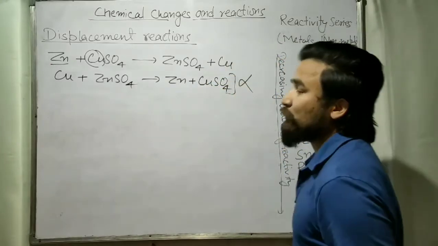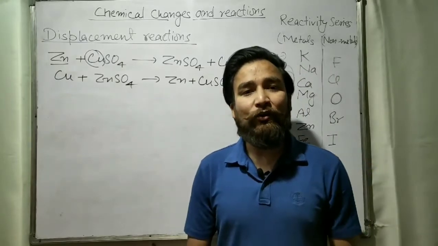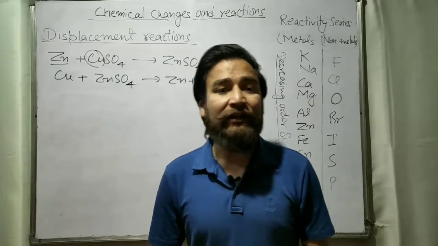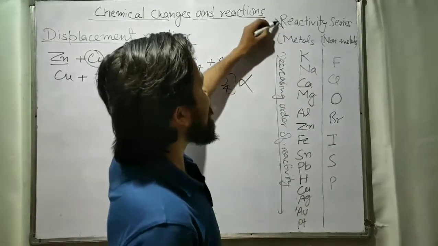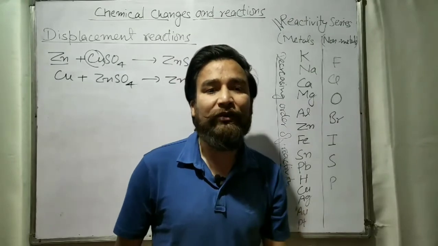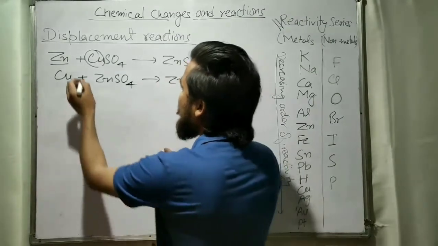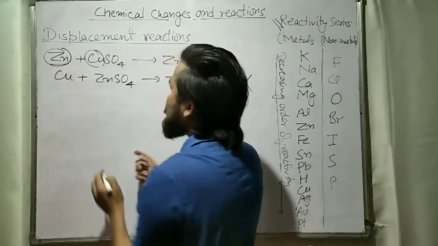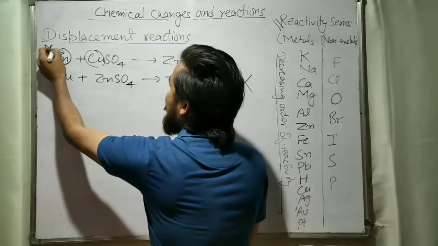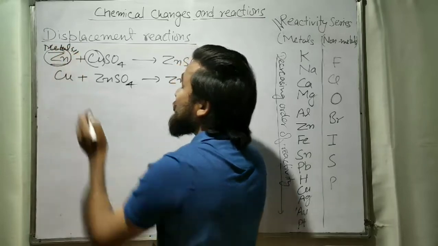So is this reaction going to take place? The answer is no. Now how will we know which substance is going to displace which substance? For that we have a series which is called the reactivity series. You always have to remember that zinc is a metal and copper is also a metal, so here we have the displacement of metals.